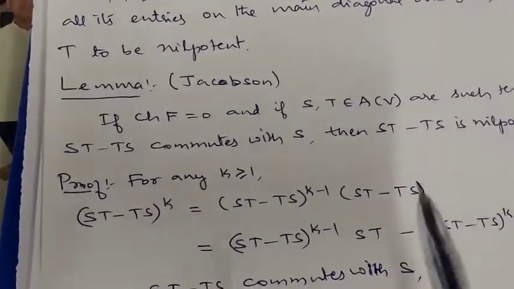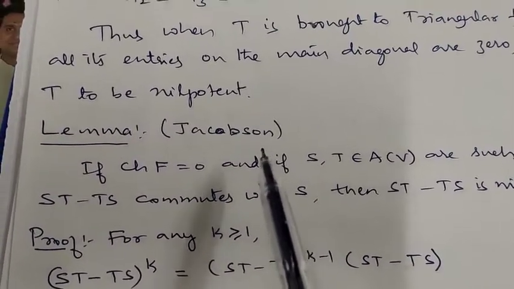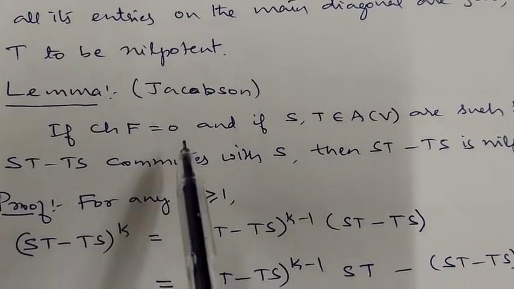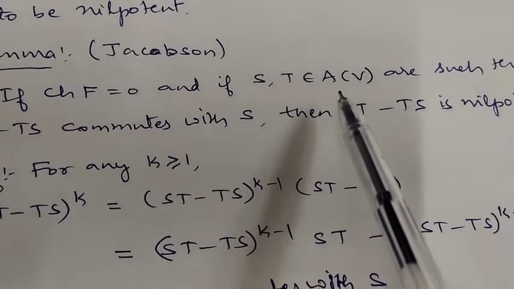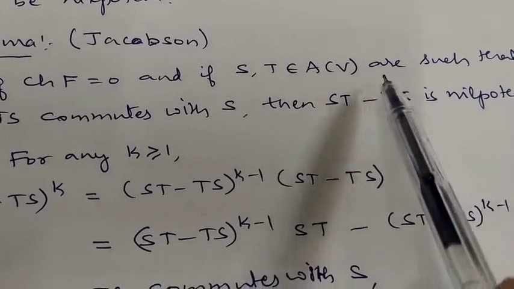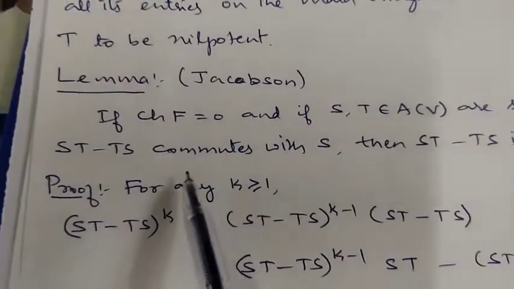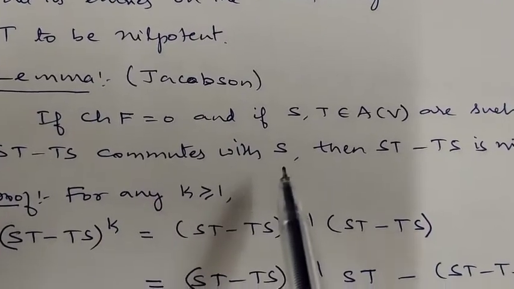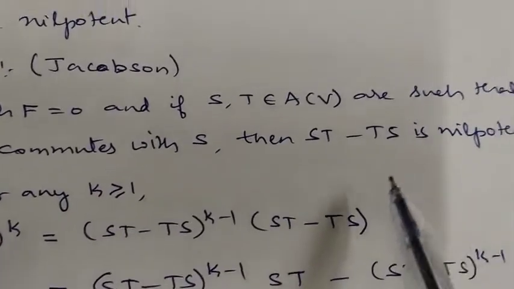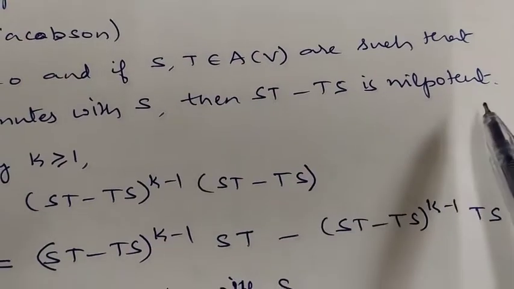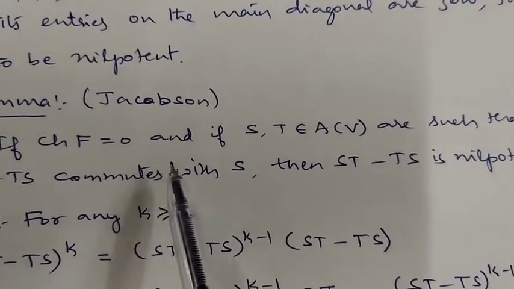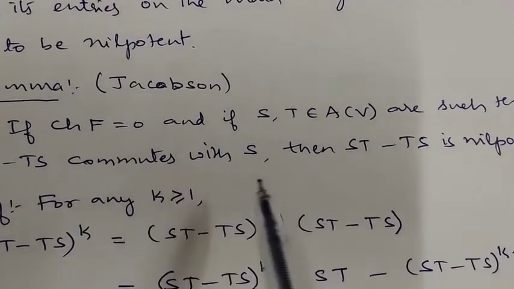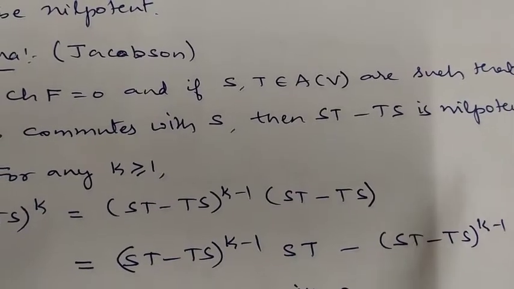This lemma is also known as the Jacobson lemma. The Jacobson lemma says: if the characteristic of F is 0 and if S and T are linear operators on V such that ST minus TS commutes with S, then ST minus TS is also nilpotent.